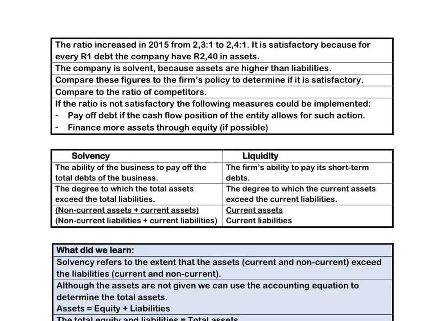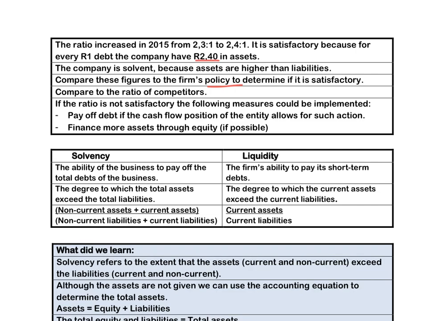Although this ratio is satisfactory, because the company has R2.40 in assets for every R1 of debt, you should still compare these figures to the policy of the company to see if it's satisfactory, and you must also compare it with the ratio of competitors. If we just look at the ratio, then this company is solvent because the assets are higher than the liabilities. If the ratio was not satisfactory, the following measures could be implemented.